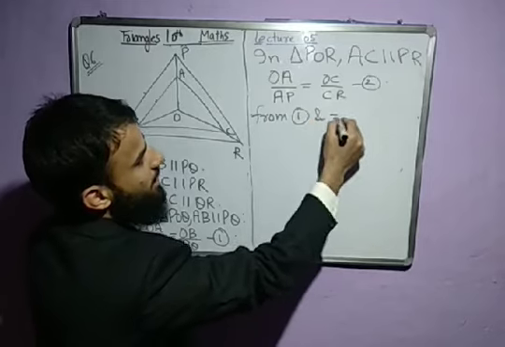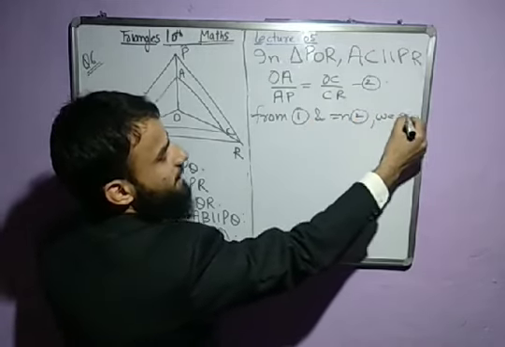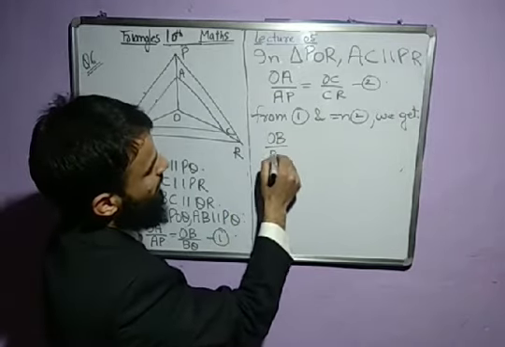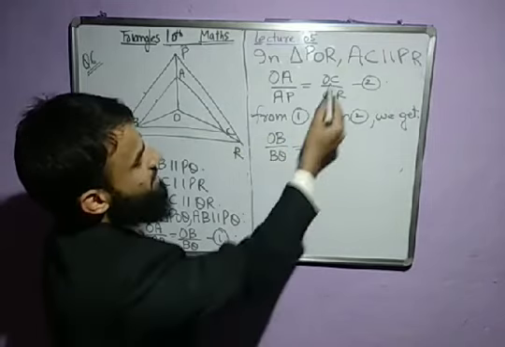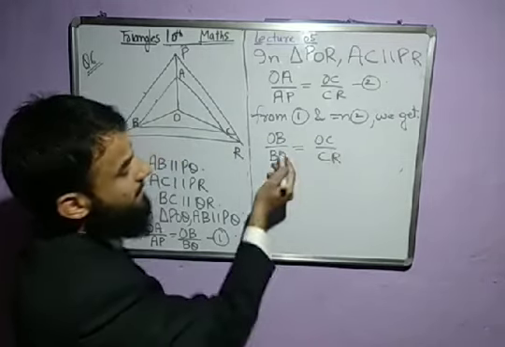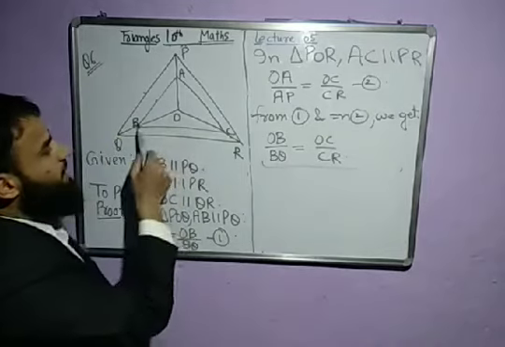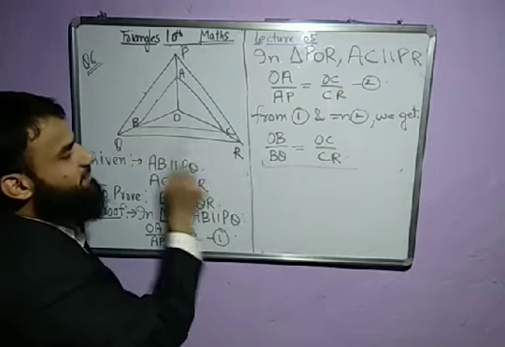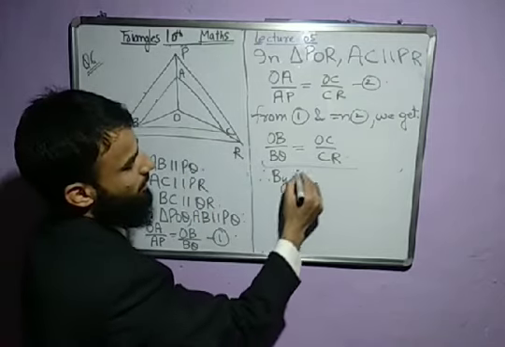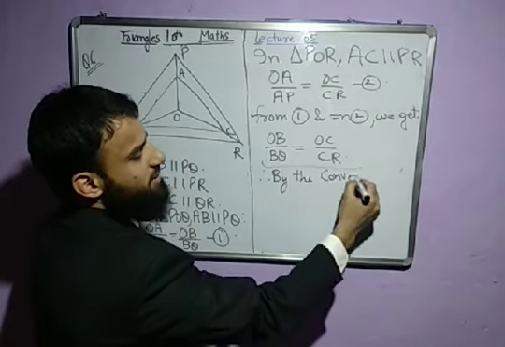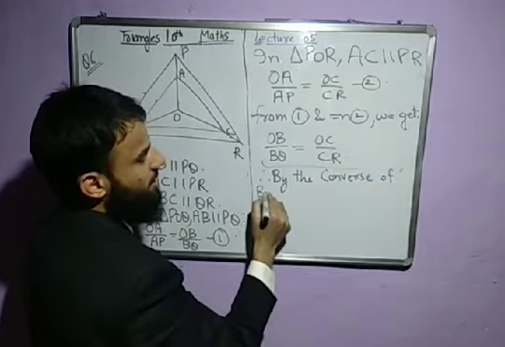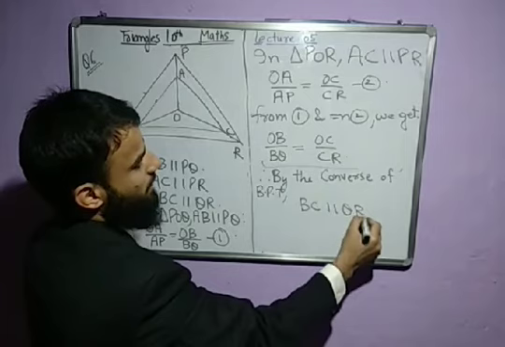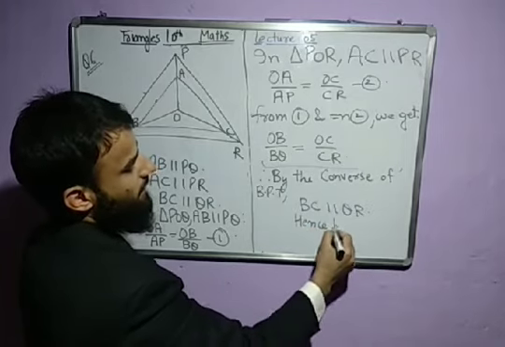From equation 1 and equation 2, we'll get OB divided by BQ equal to OC divided by CR. Now let us read this statement. OB divided by BQ is equal to OC divided by CR. Therefore, by the converse of the BPT, this BC is parallel to QR. So hence proved. This is very easy.